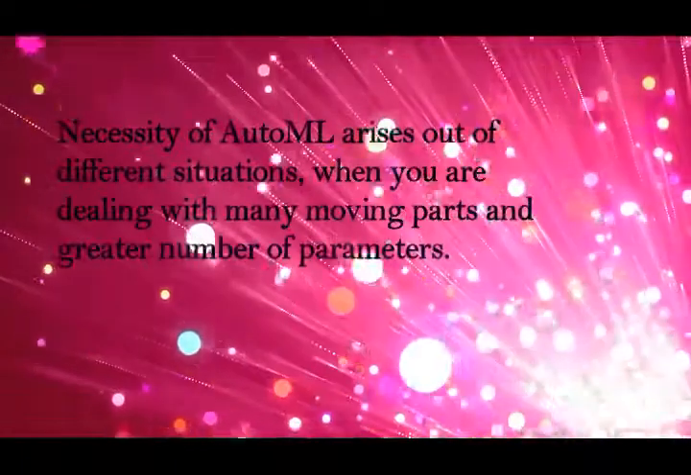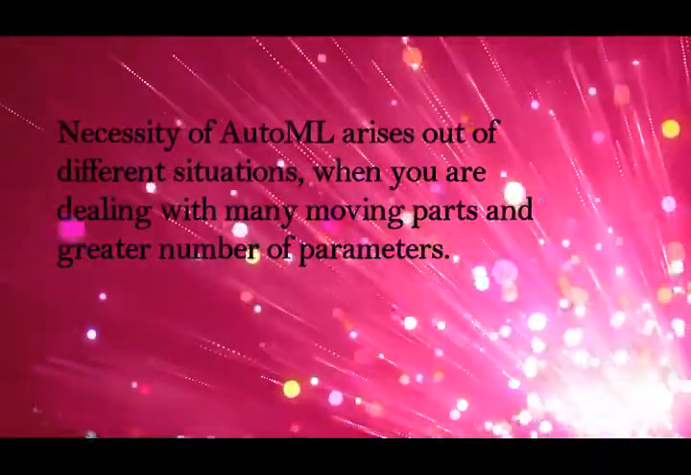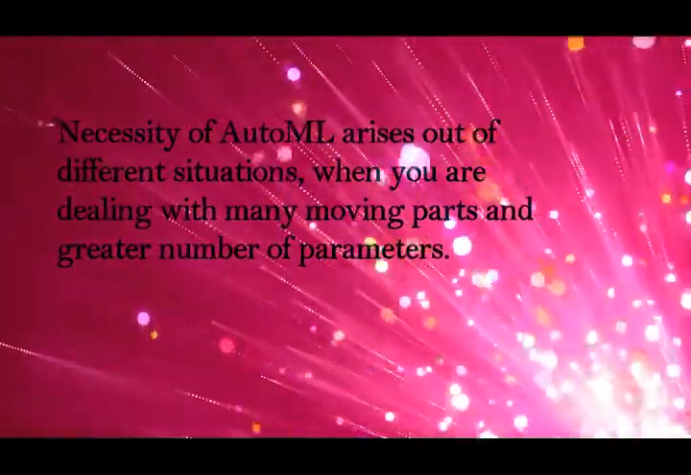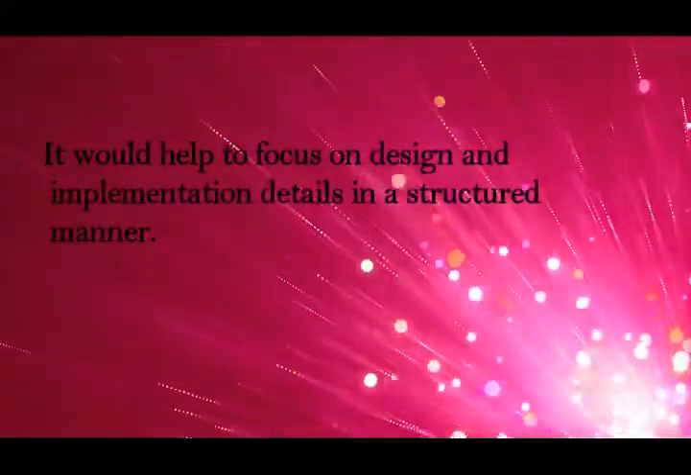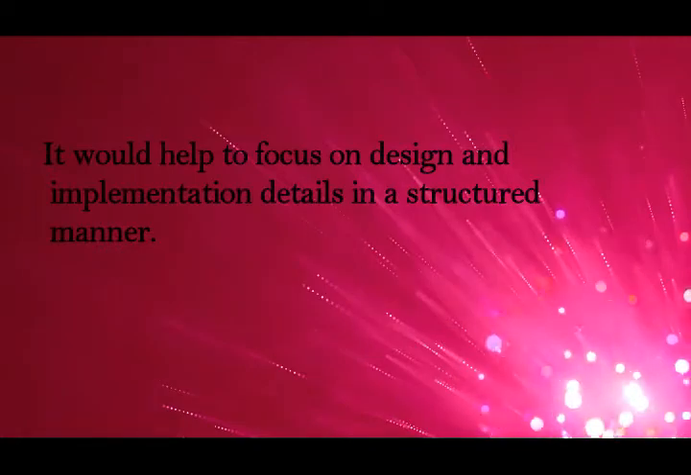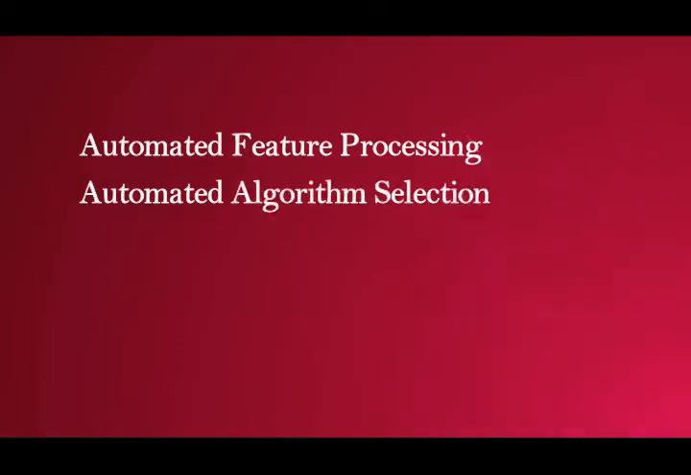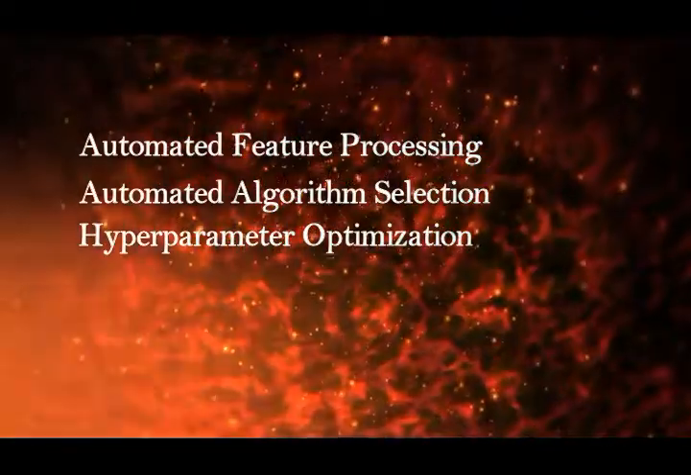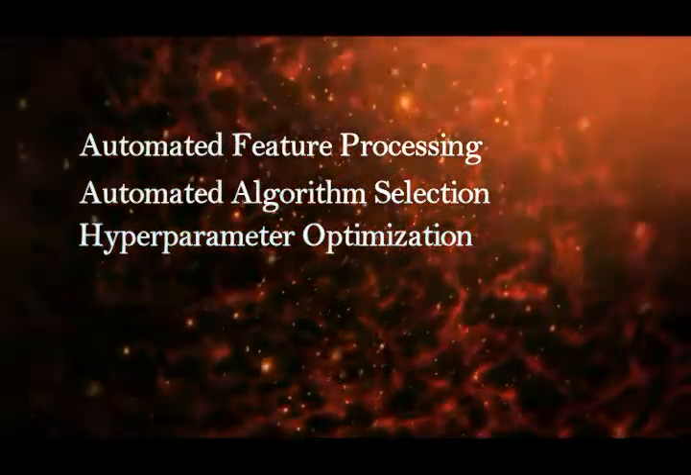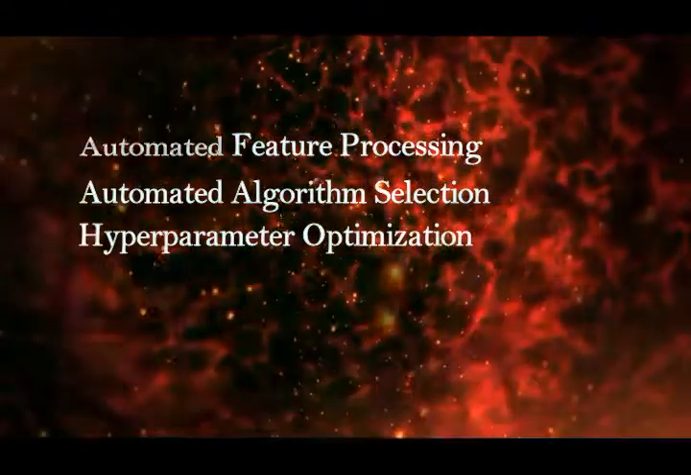The necessity of AutoML arises out of different situations when you are dealing with many moving parts and a greater number of parameters. In this situation, it would help to focus on design and implementation details in a structured manner. Automated feature processing, automated algorithm selection, and hyperparameter optimization are the core components of AutoML. Let us look into each one in detail.